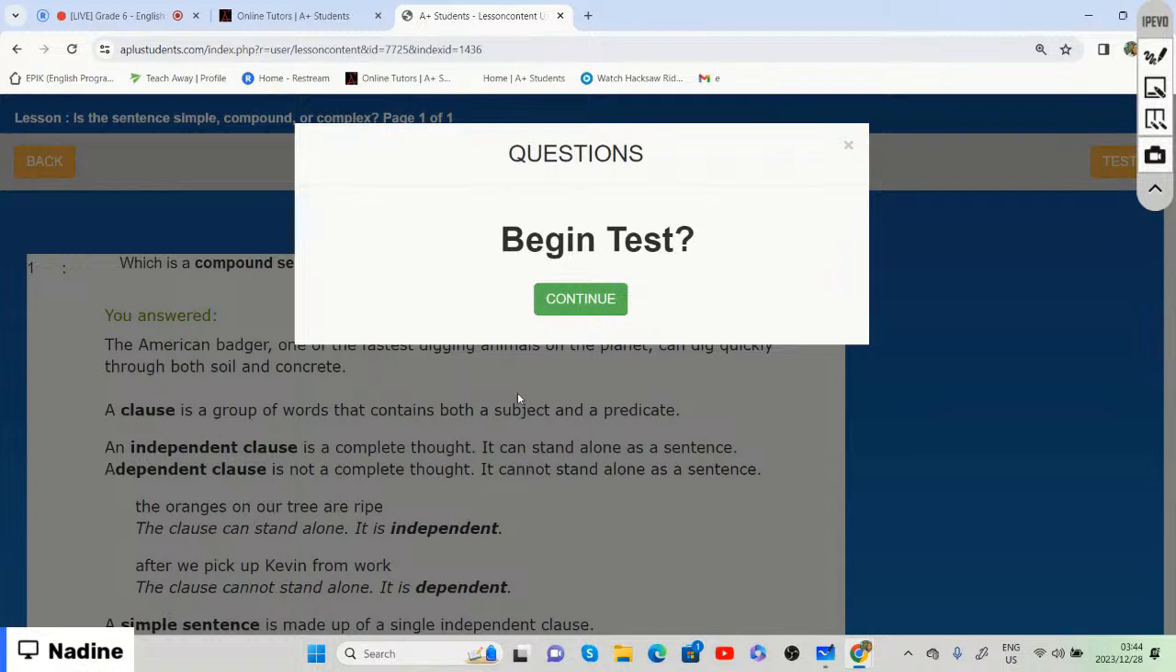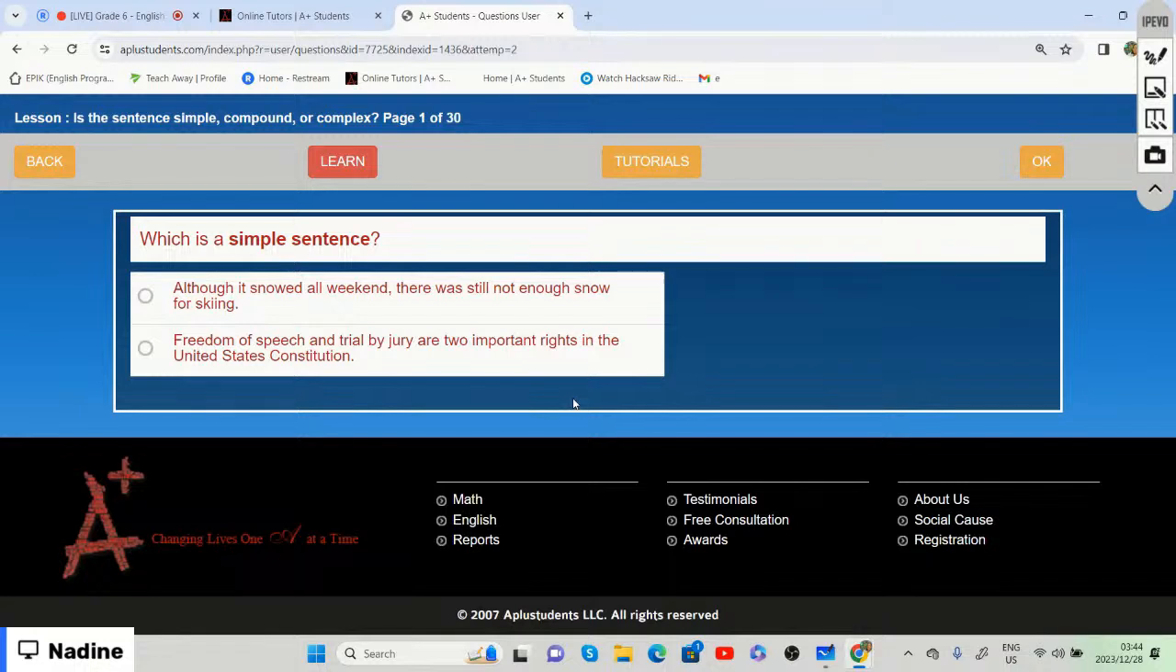So now we're going to begin our test where we're going to say, is a sentence simple, compound, or complex? So we need to now select the simple sentence, which has a single independent clause. Although it snowed all weekend, there was still not enough snow for skiing. So although it snowed all weekend, there was still not enough snow for skiing.